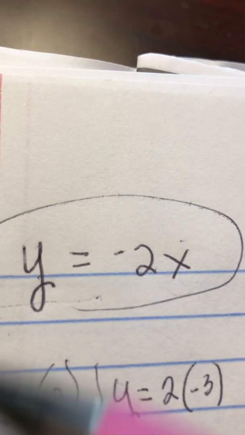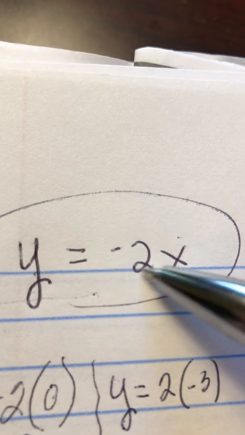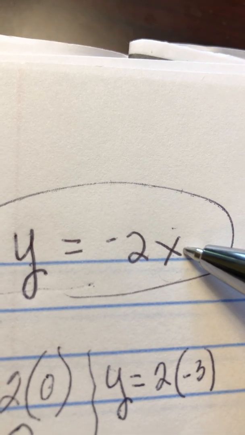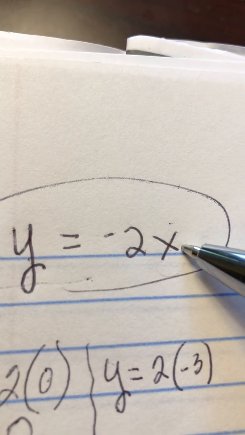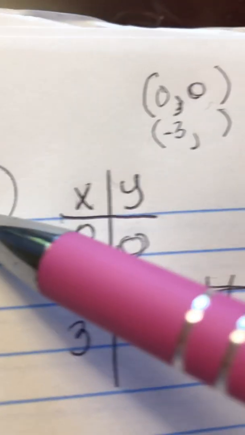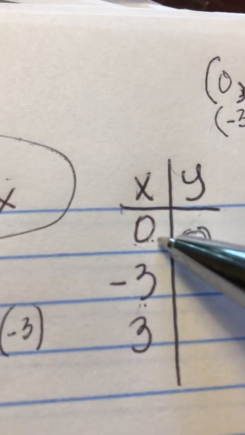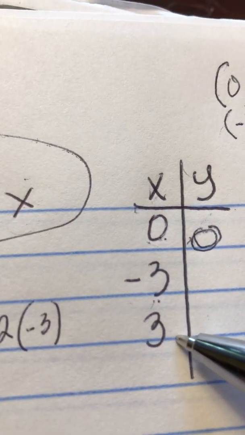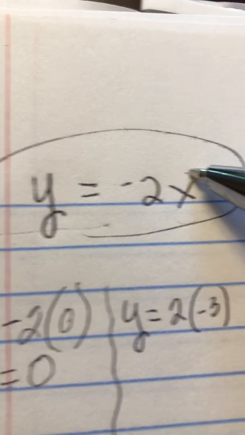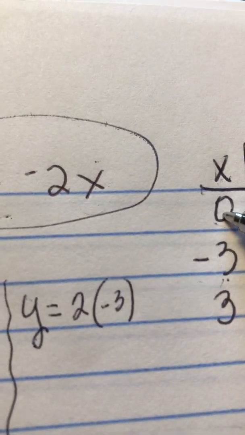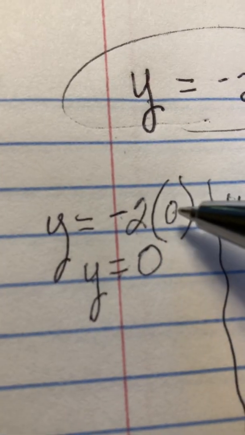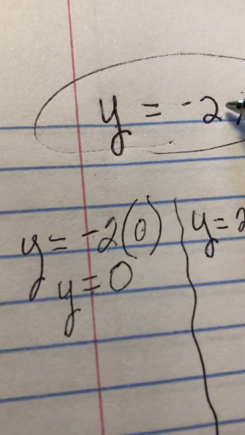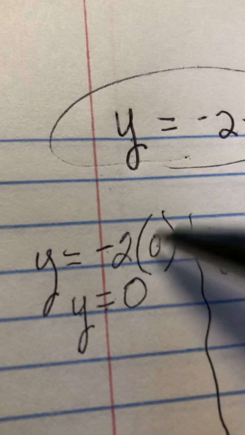Okay, so when we're given an equation and they tell us to find some sets and then graph it, starting with this equation, y equals negative 2x, they gave us a chart, and the chart said, what if x is 0, negative 3, and 3? So what we want to do is plug in 0 for the x. And so over here, I plugged in 0 for the x. See where the x was next to the negative 2.